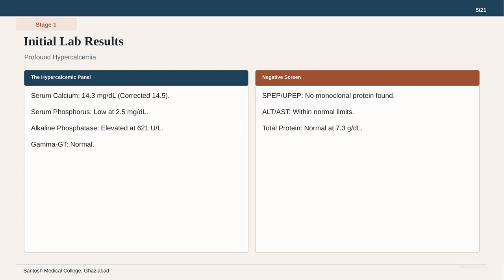The combination of profound hypercalcemia and low phosphorus is a critical diagnostic clue that begins to narrow our differential. It suggests that the bone destruction we are seeing might not be from a simple metastatic process. This biochemical profile is the first major pivot point in our diagnostic journey. Now that we have these initial results, let's take a moment for an audience pause to reflect on the data.